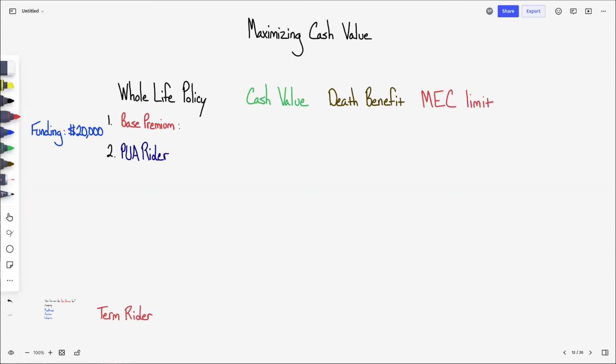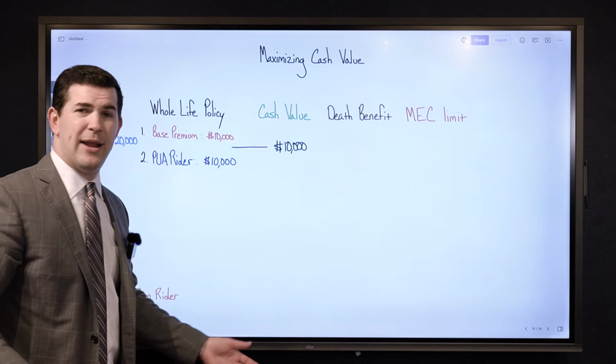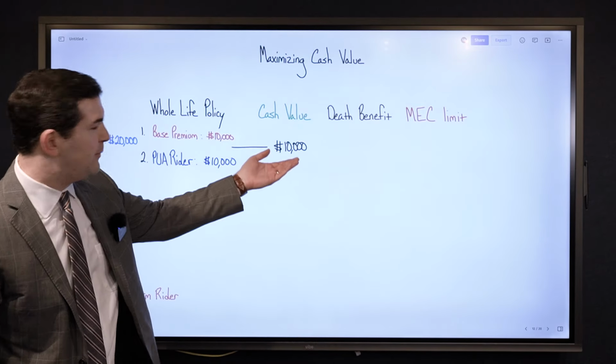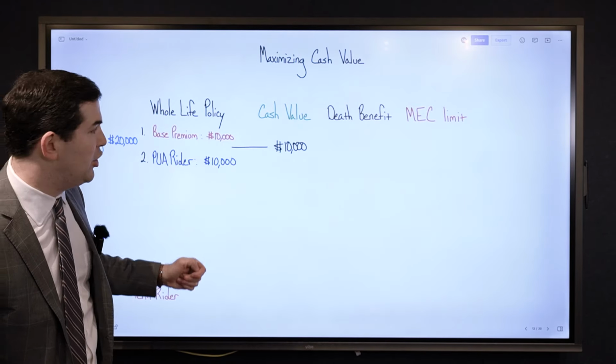What if you did something like this, though? Let's say you put $10,000 toward the premium, and then $10,000 toward the PUA rider. Then what would things look like? Well, they would look better, but they still wouldn't look great. It'd still be pretty bad relative to what's available. But of that total $20,000 payment, what you would see is about $10,000 in cash value. Depending on the company and product that you select, might be a little bit more, might be a little bit less, but it's going to be about the amount that you pay into the PUA rider.